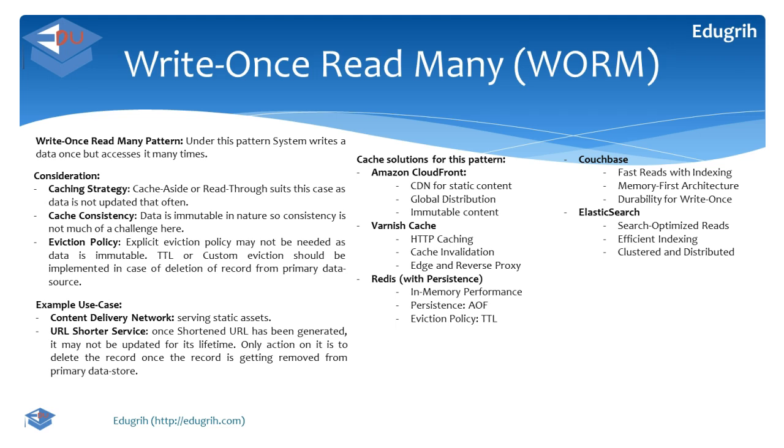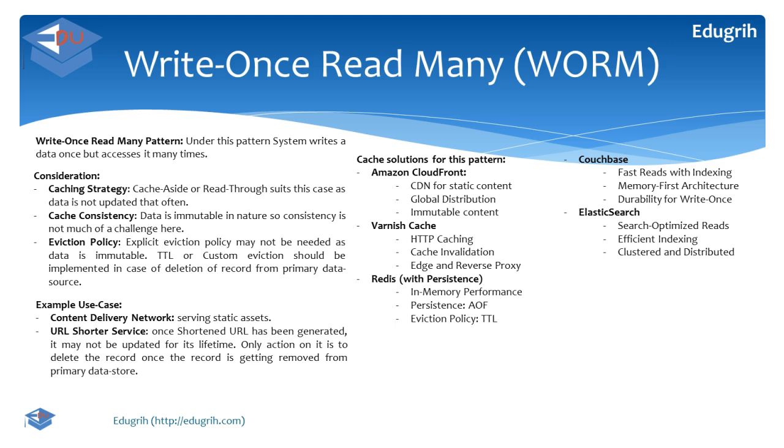Example use cases can be a content delivery network serving static web assets, or a URL shortener service. Once a shortened URL has been generated, it may not be updated for its lifetime. The only action which might be possible is deletion of the record, in the sense the URL which has been mapped and its shortened code may get deleted.